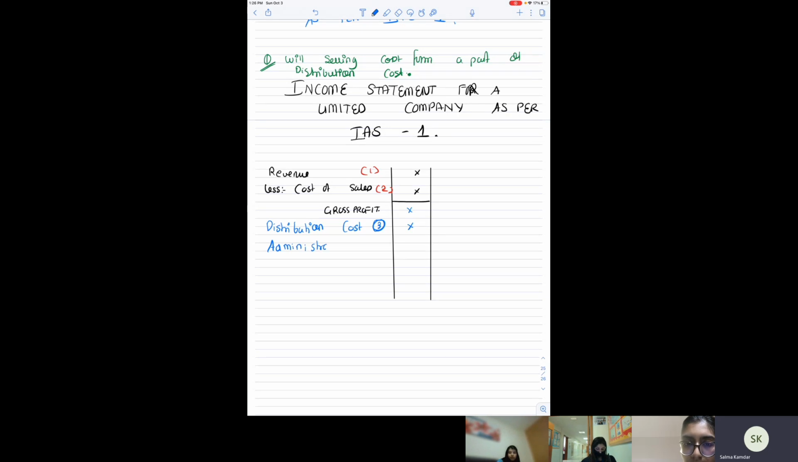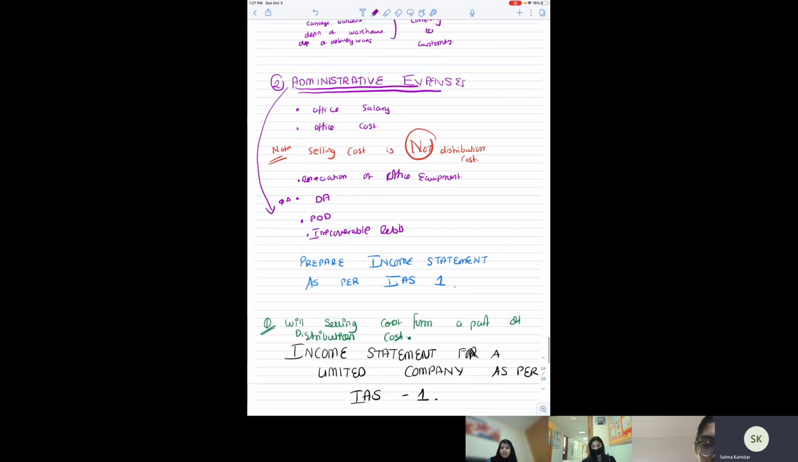The label has changed. Administrative expenses. Please don't use the word costs. What is administrative expenses? It is office salary, office cost, everything related to office. So is selling cost a part of administrative expenses? It's not. Look properly.